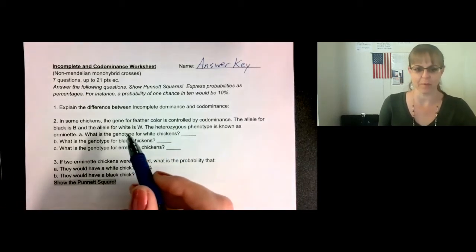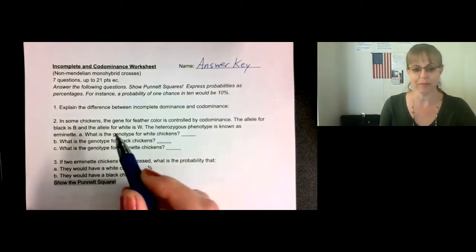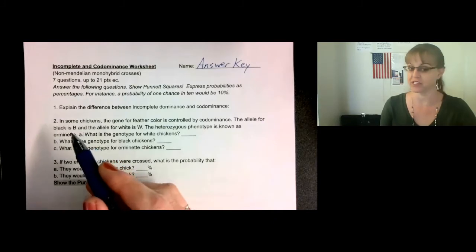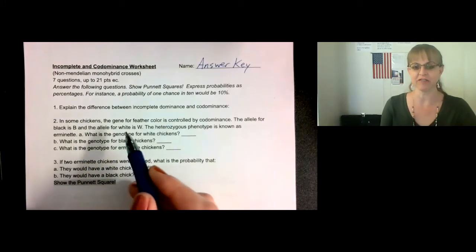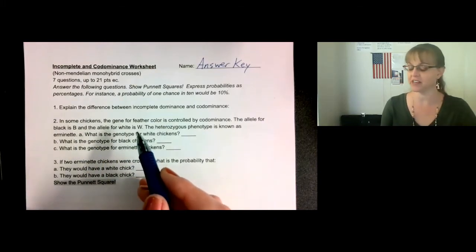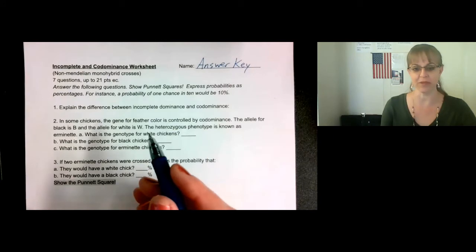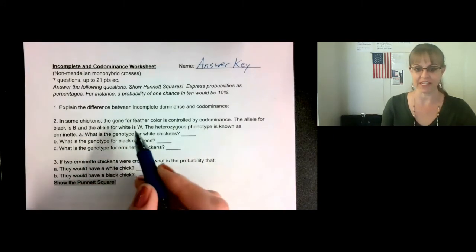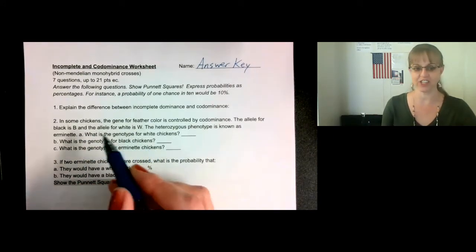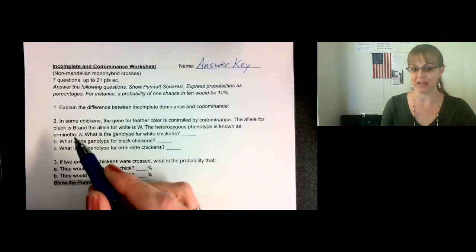So here's an example. In some chickens, the gene for feather color is controlled by codominance. The allele for black is B, notice the capital, and the allele for white is W, notice another capital letter, and two different letters. The heterozygous phenotype is known as erminette. So if you have a B and a W, you have an erminette chicken. That would be your speckled black and white chicken.